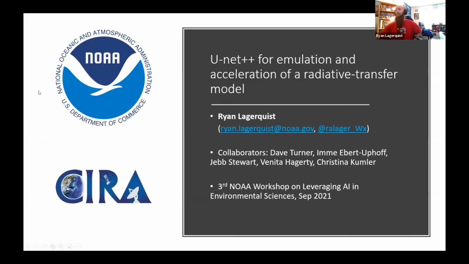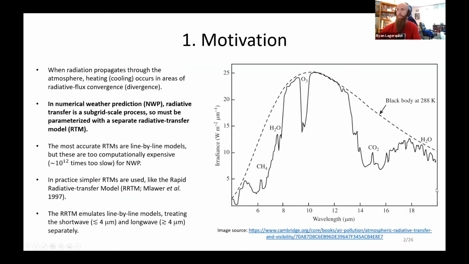Okay. So my talk today is on using a UNet++ for emulation and acceleration of a radiative transfer model. I'd like to acknowledge my collaborators on this project, Dave Turner, Ime Uphoff, Jeb Stewart, Vineeta Haggerty, and Christina Kumler. So I'll start off with some motivation for tackling this radiative transfer problem with machine learning.